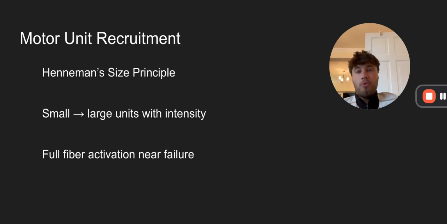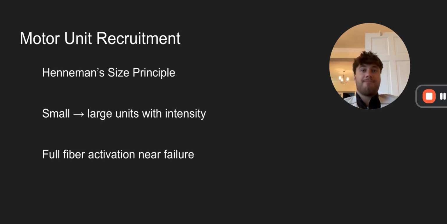So, multi-unit recruitment. We have the Henneman size principle. First of all, you're saying, what is that? It's basically a study that was completed that says how your body recruits motor units, which is very conducive to hypertrophy. All it says is it starts with small, slow motor unit recruitment. Then it recruits larger, more powerful units as demand increases, a bit like what we talked about in the previous slide. As you get closer to failure, you get more and more multi-unit recruitment.